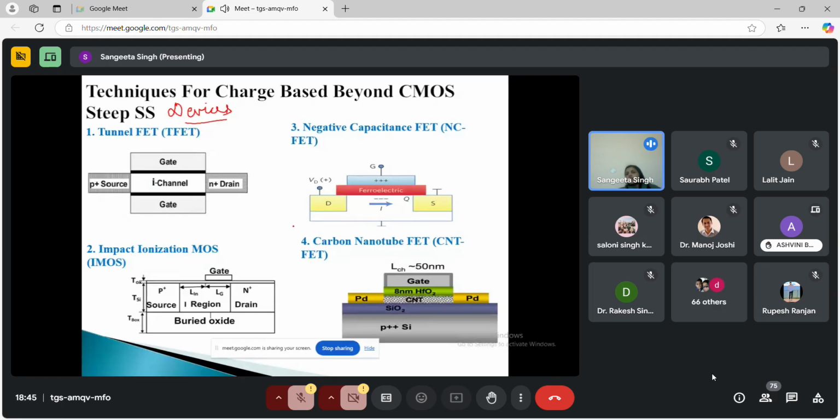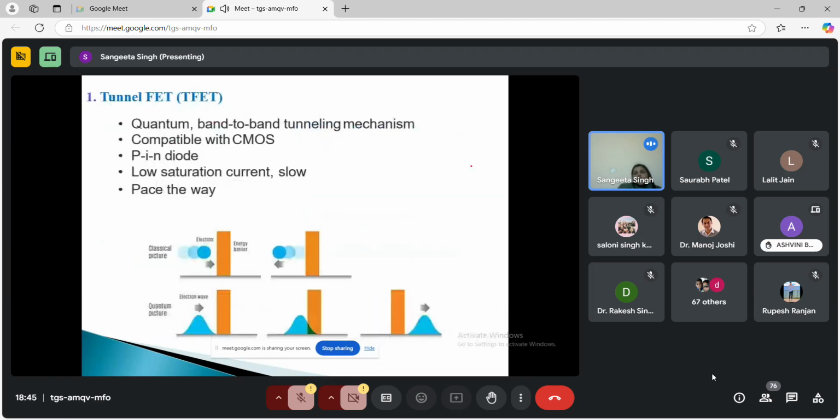There are four probable approaches to reduce your subthreshold slope, and if my subthreshold slope is reducing, inherently it is also reducing my leakage current. And my leakage current is reducing. It means my short channel effects are well taken care of. So let me start with the very first device, tunnel field effect transistors.